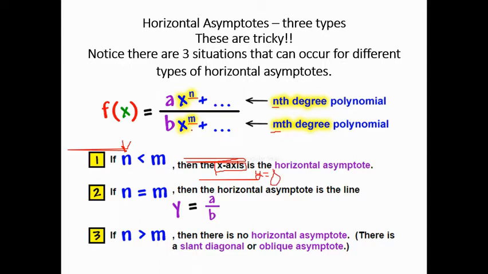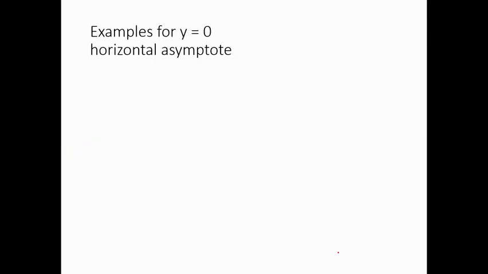If your n and m, if those degrees are equal, then the horizontal asymptote is the line y equals the ratio of the coefficients in front of your 2 polynomials. Okay. Then last is if your n is greater than m, in other words, if you have a polynomial up here in the numerator that is greater than the degree in the denominator, there is no horizontal asymptote. Okay, there is a slant, diagonal, or oblique asymptote. All right, let's see what these look like.